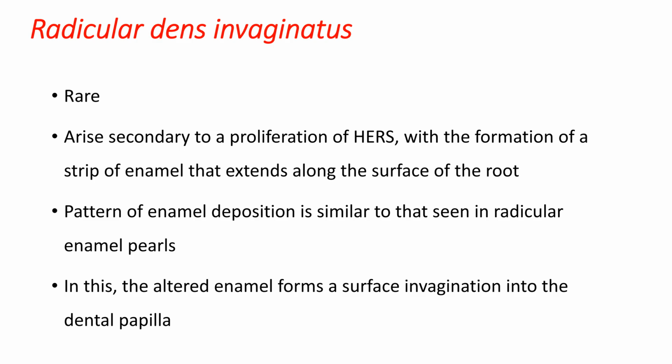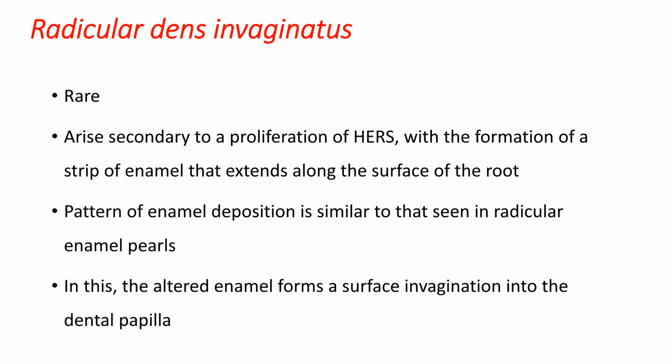Then coming to radicular dens invaginatus, that is the involvement of the root. It is rare and it is thought to arise secondary to a proliferation of Hertwig's epithelial root sheath with the formation of a strip of enamel that extends along the surface of the root. This pattern of enamel deposition is similar to that frequently seen in association with radicular enamel pearl.